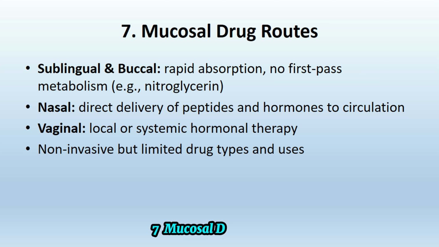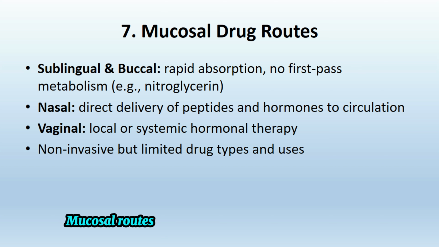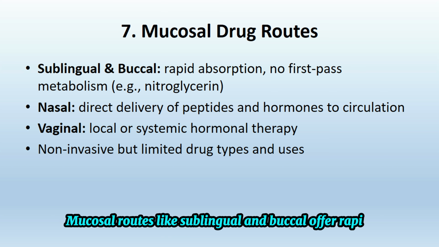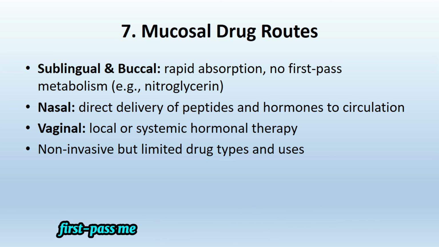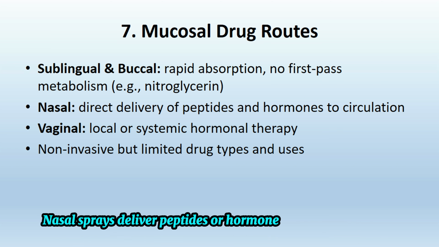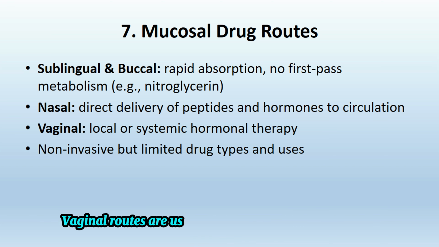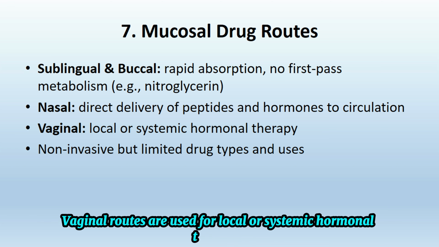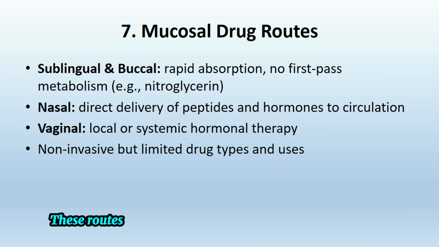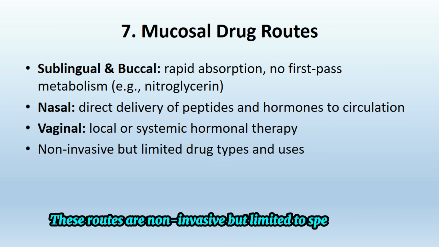7. Mucosal drug routes. Mucosal routes like sublingual and buccal offer rapid absorption and avoid first-pass metabolism, ideal for drugs like nitroglycerin. Nasal sprays deliver peptides or hormones directly to systemic circulation. Vaginal routes are used for local or systemic hormonal therapies. These routes are non-invasive but limited to specific drugs and clinical conditions.